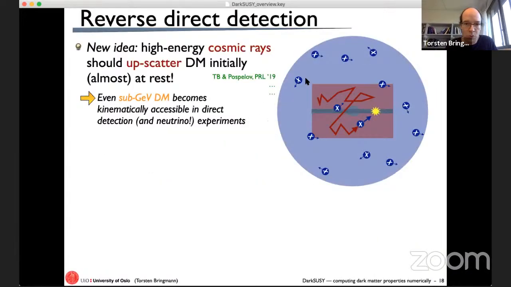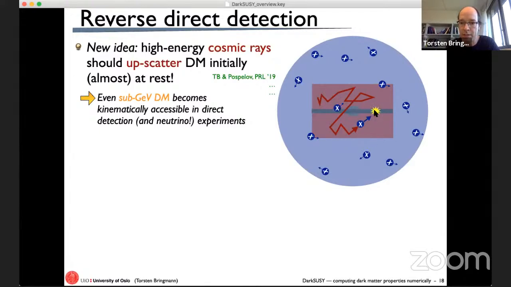Okay, so I don't want to talk too much about what DarkSUSY can do, because we want to get to the actual application. So let me just mention the idea of this cosmic ray upscattered dark matter. So this is a sketch of our halo. The red one is the magnetic halo. This is where cosmic rays are confined.